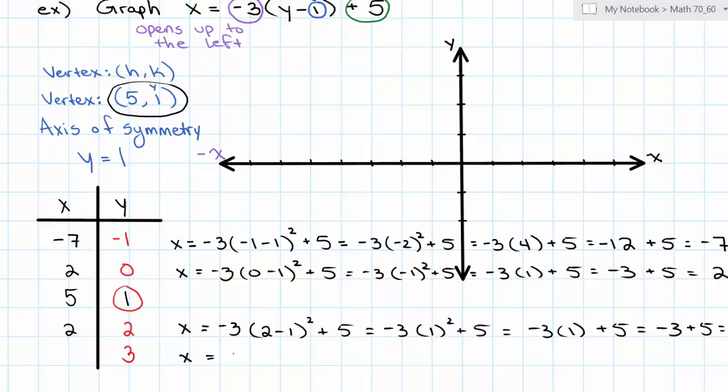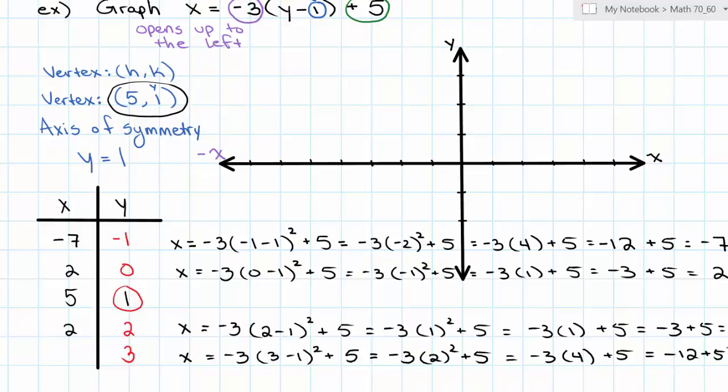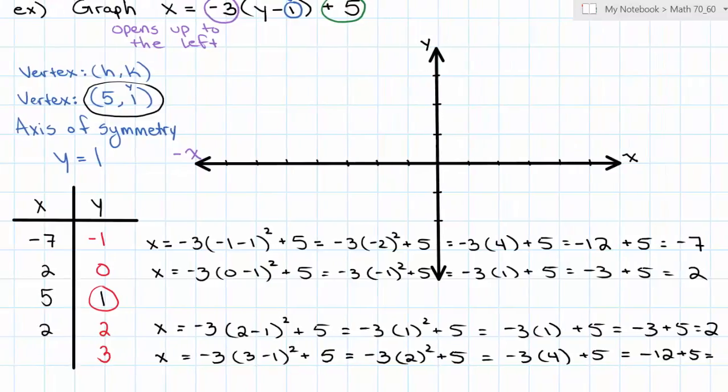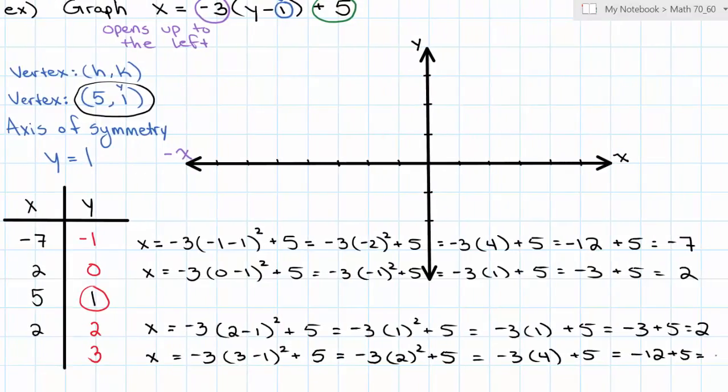And the last one, (3 minus 1) quantity squared plus 5 equals negative 3 times 2 squared plus 5. Negative 3 times 4 plus 5. It's going to be equal to negative 12 plus 5. Oh, I just noticed this went off my graph a little bit here. And this is going to give me negative 7.